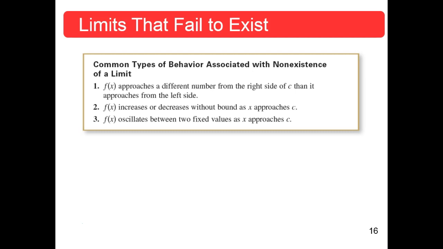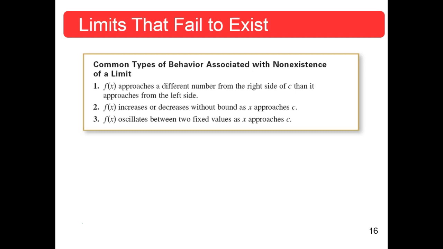All right, now we're ready for this slide. Common types of behavior associated with non-existence of a limit. Three things. First, f approaches a different number from the right side of c than it does from the left side. If that happens, the limit can't exist. We did the absolute value of x over x: it approaches -1 from the left, and positive 1 from the right. Never the twain do meet, so there can't be a limit.